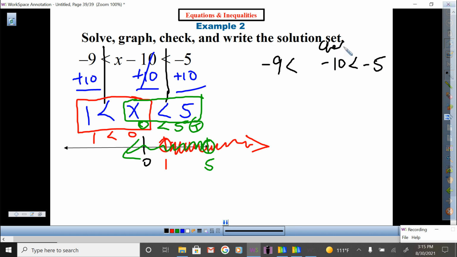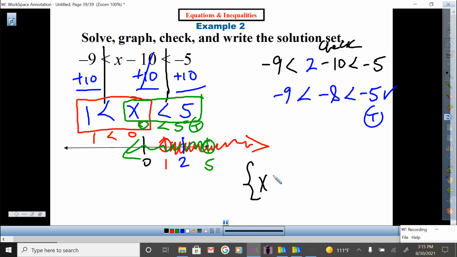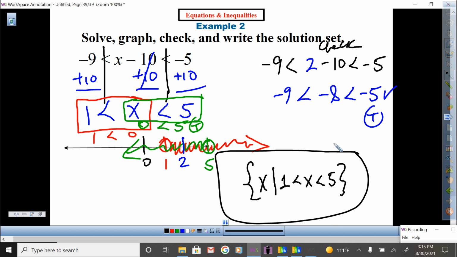And let's check it. Alyssa, give us a possible solution. 2. Does it look like it falls in between? Yes. So let's substitute that in here, and let's see. Negative 9 less than negative 8. Is that true? Yeah, negative 9 is less than negative 8. How about negative 8 less than negative 5? Yes, that is also true, and we're done with checking. And our solution set, help me with a solution set, Giovanni. Solution set, x such that 1 less than x less than 5.